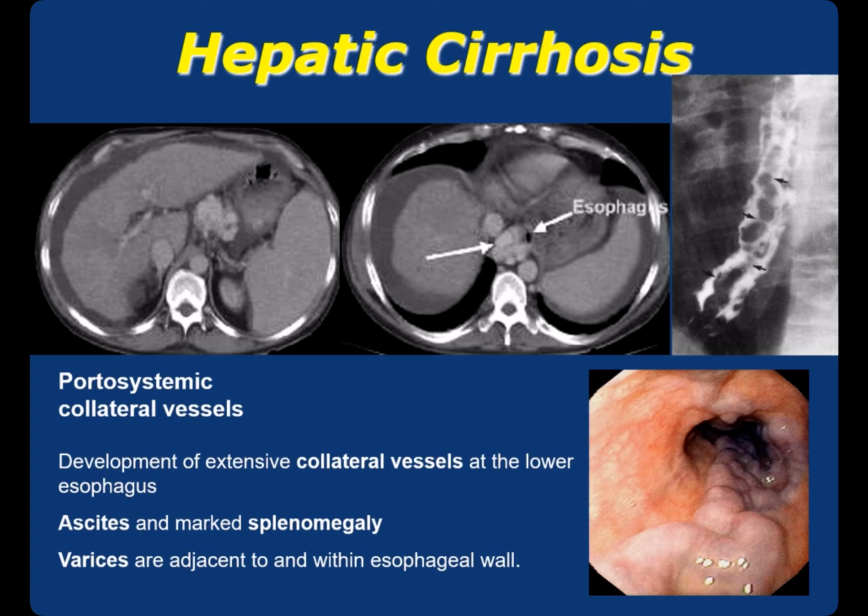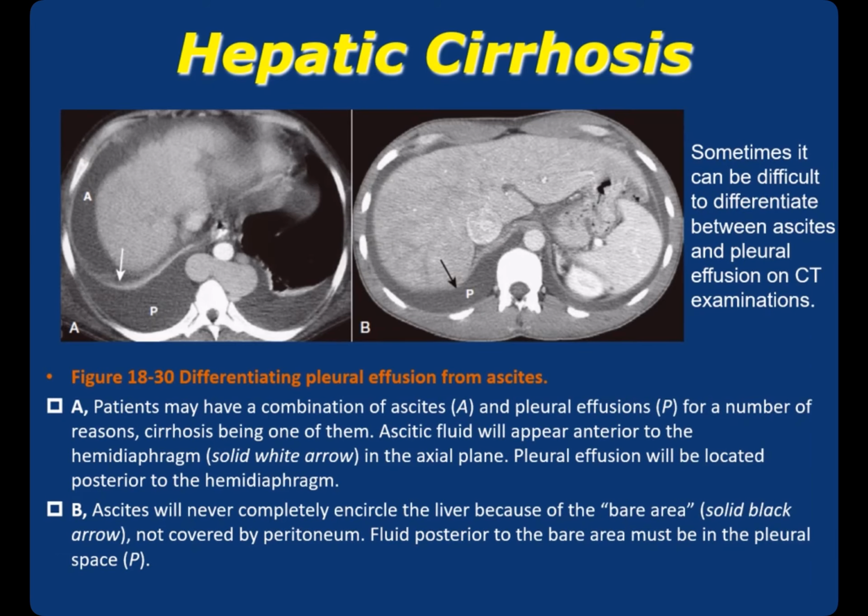In this case, we can see the development of extensive collateral vessels in the lower esophagus. Here is the lower esophagus. We can see collateral vessels, and also ascites and splenomegaly, and varices adjacent to and within the esophageal wall. Sometimes it can be difficult to differentiate between ascites and pleural effusion on CT examinations.